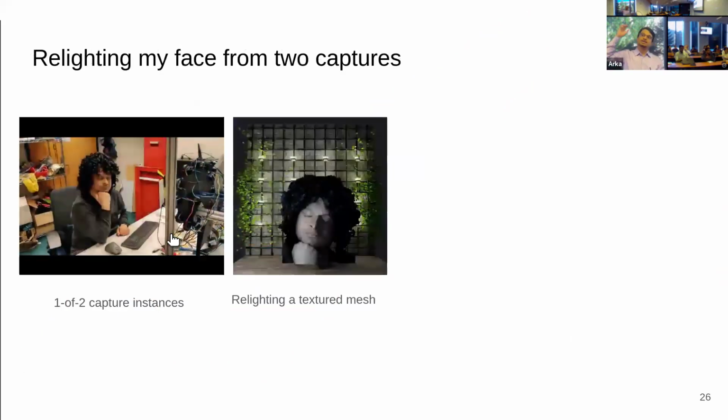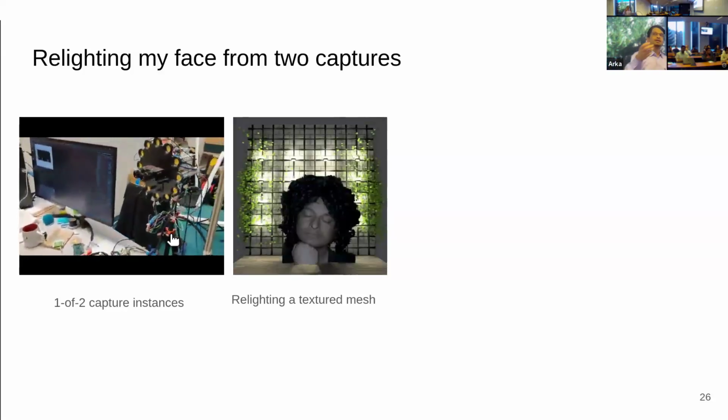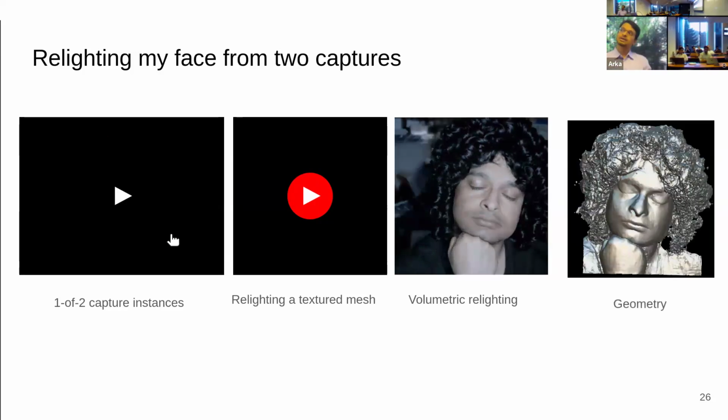This is a related textured mesh. We could extract the geometry of the scene, paint it with the texture and some approximate BRDFs, and relight it using a renderer. We could also have a volumetric relighting backend where we use a volumetric renderer and ask it to relight with a subset of training light views. And finally, we can also extract the geometry of the scene.